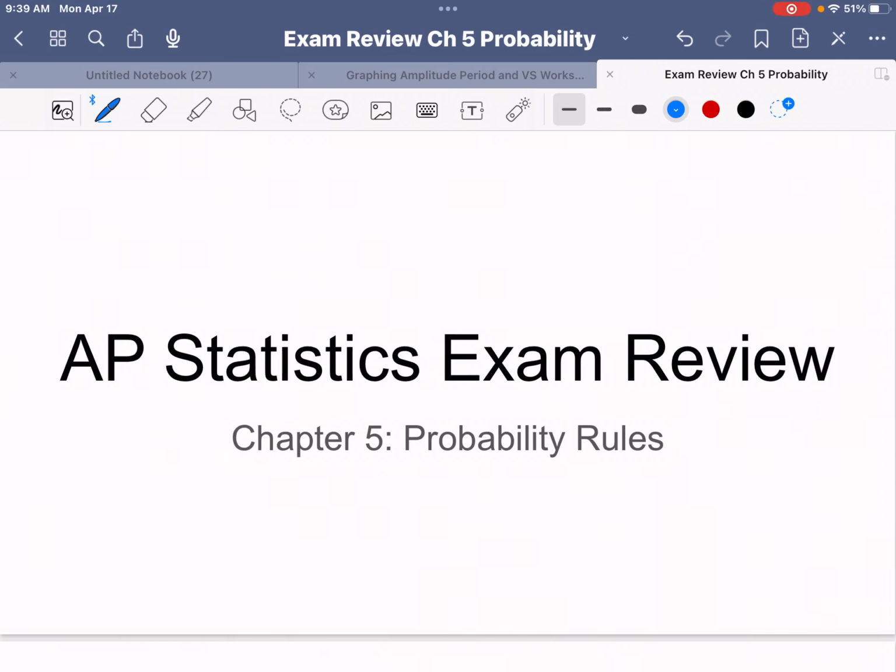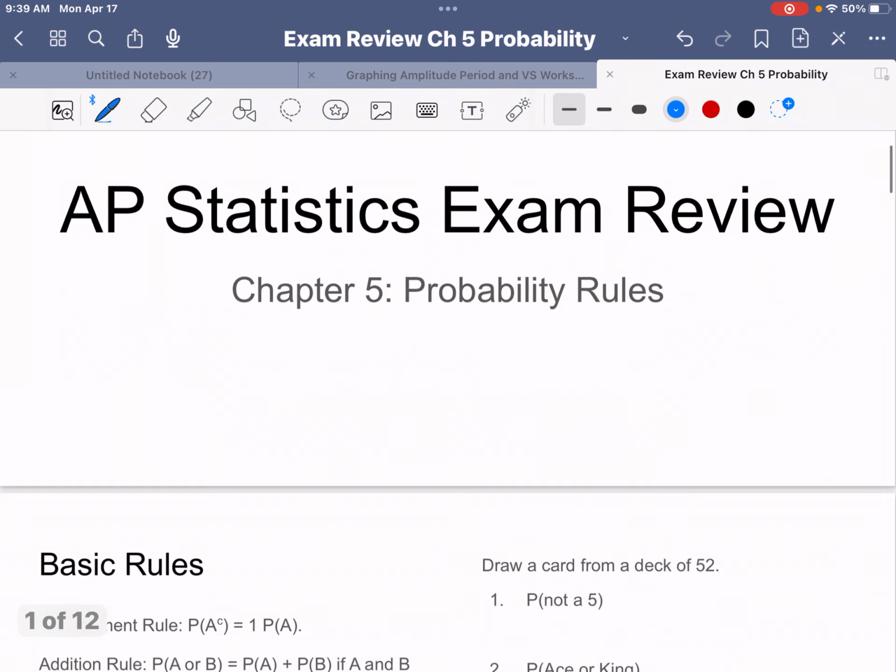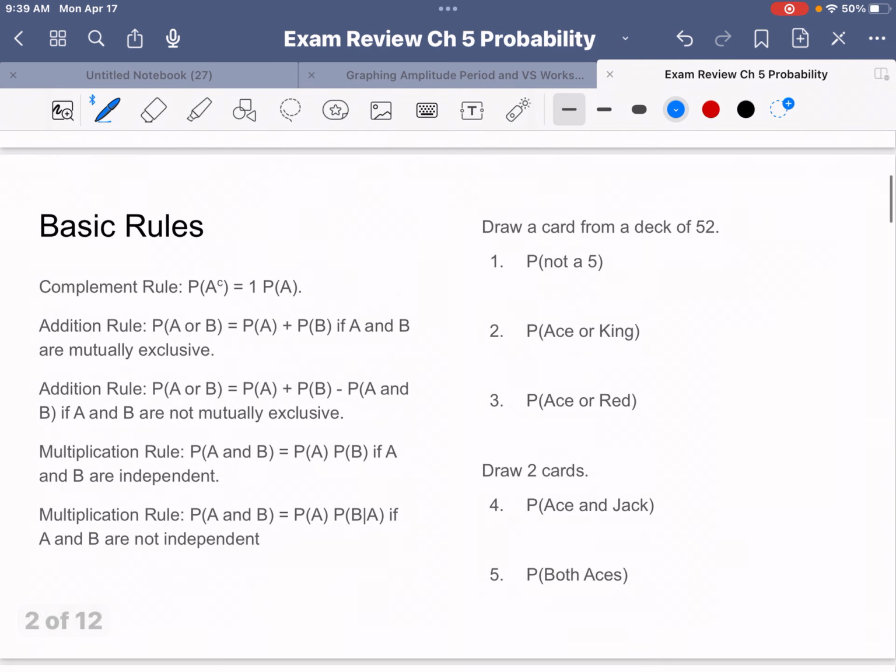Okay, well, let's review Chapter 5 on probability for the exam. You'll notice that there have been some multiple choice questions and a couple of free response questions that have to do with probability. Probability from Chapter 5 is mostly multiple choice and every now and then free response. So in Chapter 5, we learned some basic probability rules.